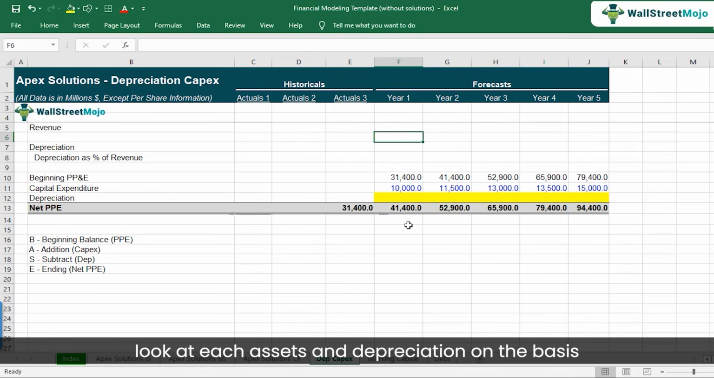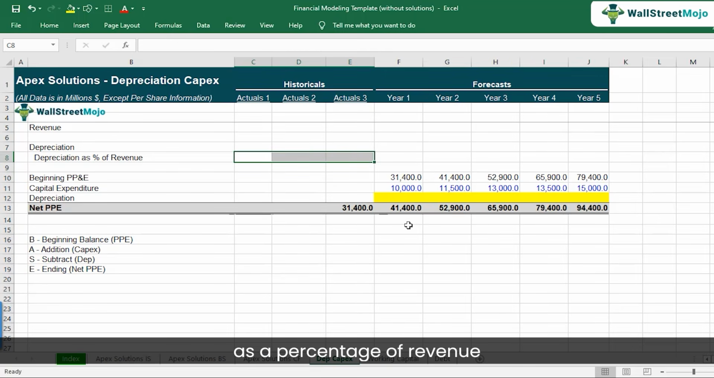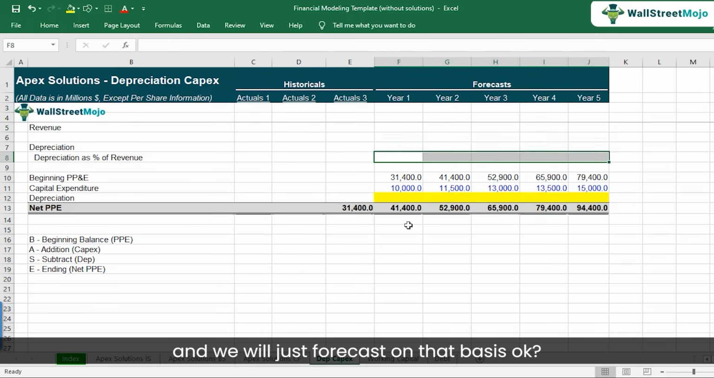Like, you don't look at each asset and depreciation on the basis of what's the overall gross value and the useful life, and then calculate using different depreciation methods like the straight line or the WDV method. Here, we are just taking it in a very simple way. We know what has been the historical revenue. We know what is the historical depreciation. So we'll see what the trend has been historically as a percentage of revenue, and we will just forecast on that basis. Okay. So since this is the first model, we are keeping things simple.